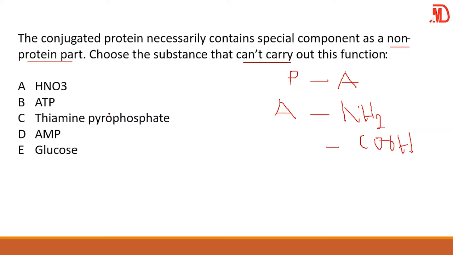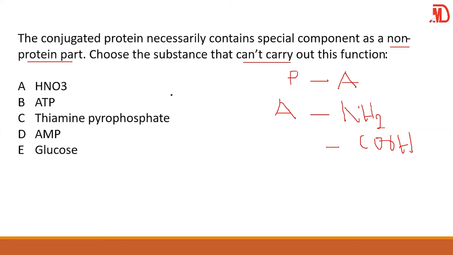For organic cofactors, we have NAD, that is nicotinamide adenine dinucleotide. Then we have FAD, that is flavin adenine dinucleotide. Then we have ATP, AMP, and coenzyme A or CoA. Then we have TPP, that is thiamine pyrophosphate. We can talk about vitamins, glucose, and so on. So these are the organic cofactors that we have.